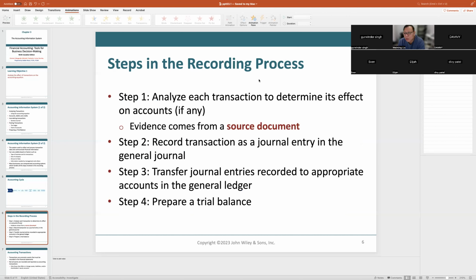Okay, steps in the recording process. Step 1, analyze each transaction to determine its effect on accounts, if any. The evidence comes from a source document, right? A source document can be a receipt. So if you pay Best Buy $100 to buy a computer for a company, you receive a receipt, right? That would be a source document, and you place the order, and that would be the source document as a proof, as evidence showing you this business transaction, right?